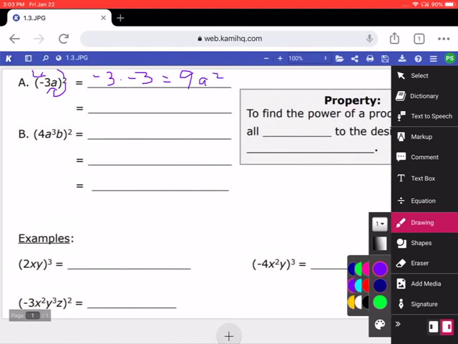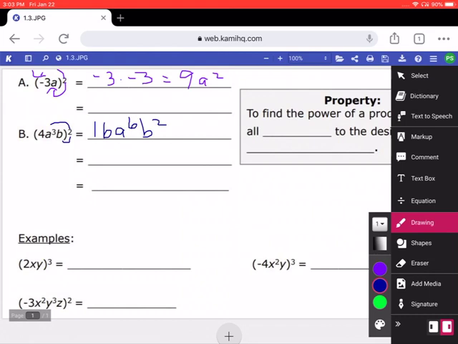Okay, now if we look at this one down here, we're going to have 4 to the second power, which is 16. And then we're going to say a, and we're going to multiply the 3 and the 2, so it's going to be a^6, and then we're going to distribute the 2 to the b, so we're just going to have b squared.